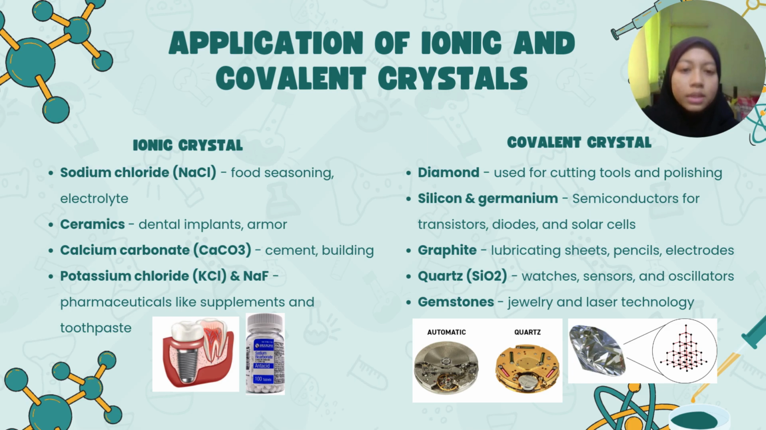We also have quartz, commonly used in watches, sensors, and oscillators. In these pictures, we can see the differences between automatic and quartz watches. The automatic uses kinetic energy from the wearer's wrist movement to wind a mainspring in a rotor system. While the quartz uses a battery system and piezoelectric properties, meaning it vibrates at a very stable frequency when electric current is applied, which allows accurate timekeeping compared to the automatic one.